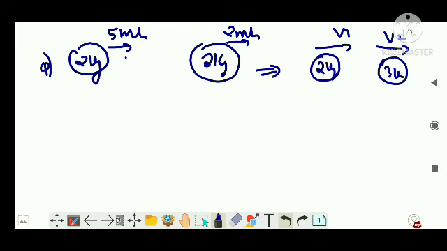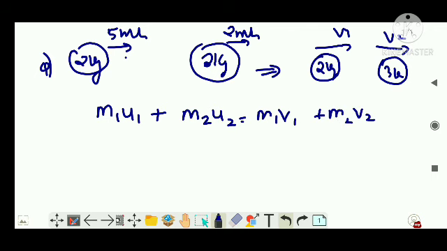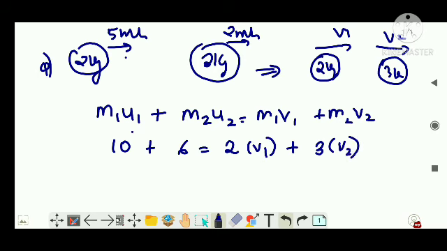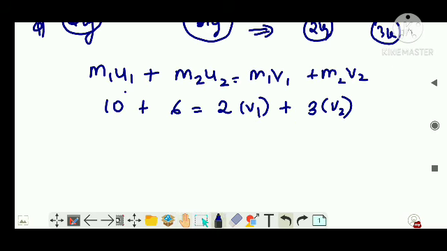There is a conservation of momentum, so you can write m1 u1 plus m2 u2 is equal to m1 v1 plus m2 v2, as I said before. So what is m1 u1? 2 into 5, 10, plus 3 into 2, 6, is equal to 2 into v1 plus 3 into v2. That is the only equation you can write, right? Clear? So what is 10 plus 6? 16. Let us make this one equation.